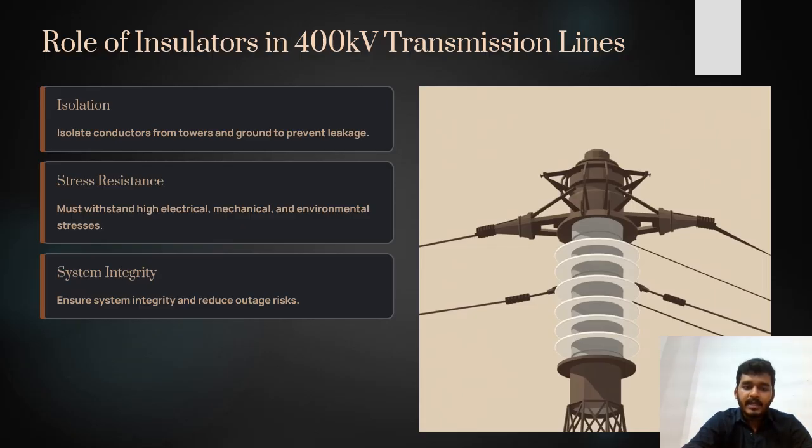System integrity: they ensure system integrity and reduce outage risks. As we know, insulators are very important for the transmission lines, which helps with leakage current, ductility and different types of errors.